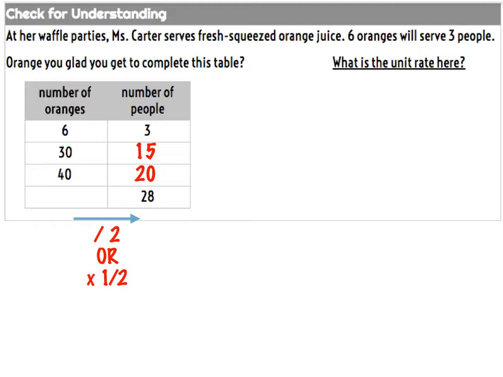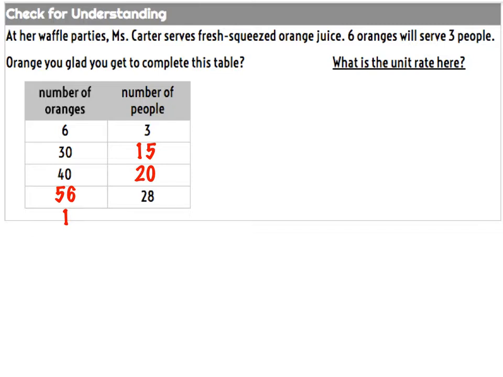Some folks considered that inverse operation, going from the right to the left, and said times 2, and they got 56. Half of 56 would be 28. So this relationship holds throughout the table. So then I asked, what's the unit rate here? How do we get to 1 of something?